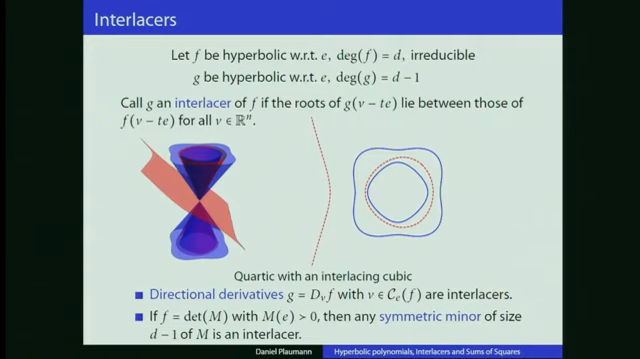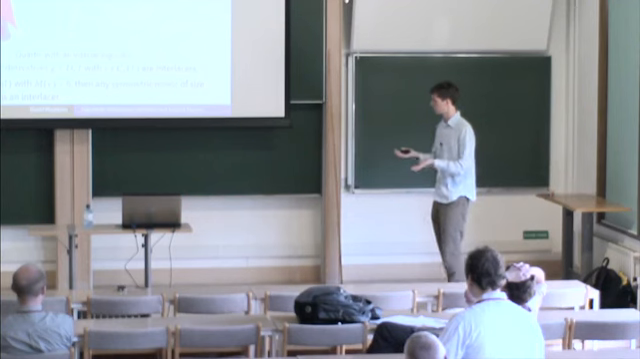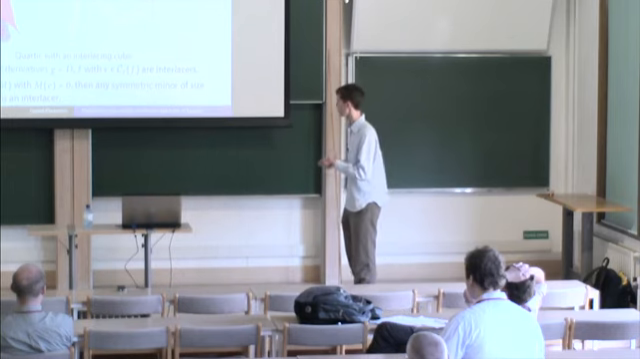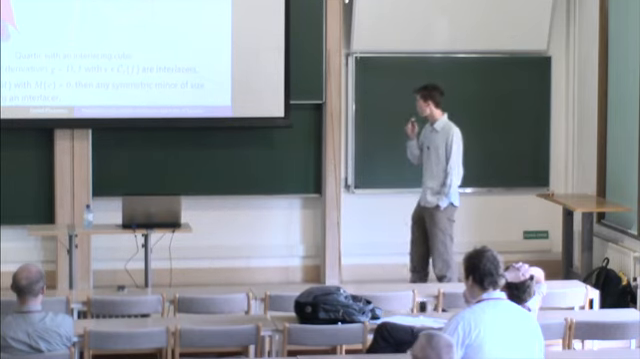And the other, not completely unrelated source of examples is if you actually have a determinantal polynomial, then any symmetric maximal minor of this matrix, and those will be polynomials of degree d minus 1, those are also interlacers. It's not quite as clear, but it's true.